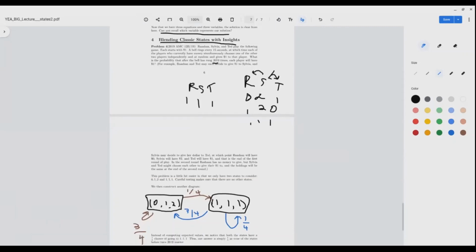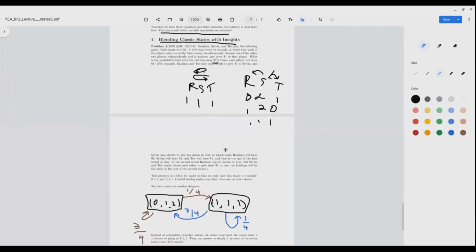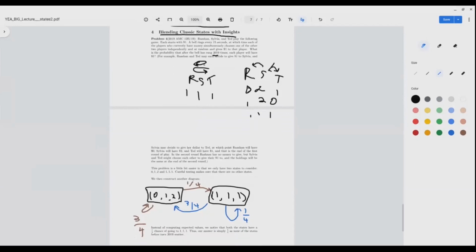Now, the 1, 1, 1 state has a 1/4 chance of returning to itself. Either they do a cycle like this, or they do a cycle like that. And that's just 2 ways out of 8. The rest are, quote unquote, symmetric. And then there's a 1/4, and then the 3/4 chance, which is the rest, of going to the 0, 2, 1 case.